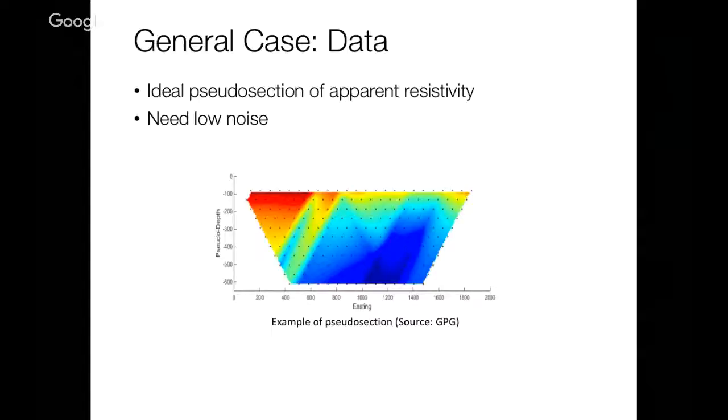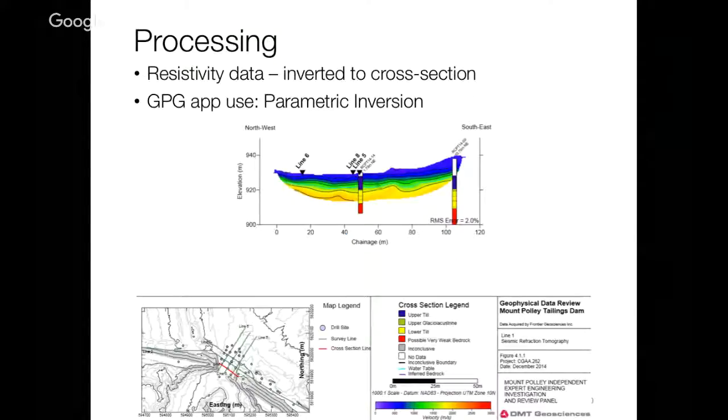In the general case, ideally, we would have an apparent resistivity pseudosection with low amounts of noise. And for processing, the independent panel decided to take the seismic and resistivity data and invert it into 2D cross-sections. And a possible GPG applet use for the general case would be the parametric conversion DC app. However, as is, it would be valid only for a simple horizontal 2-layer Earth model. So we would need more complex geometric capabilities because in the real case, glacial lacustrine often varies quite a lot laterally, so it pinches out and thickens.